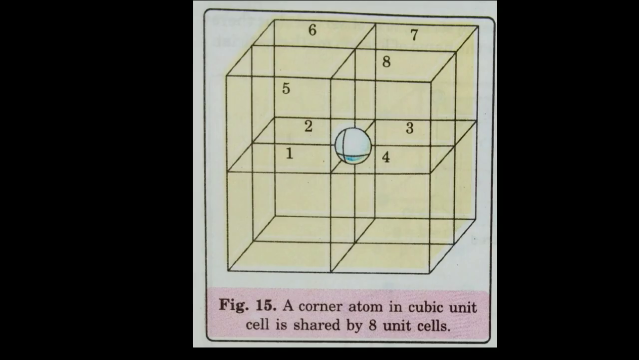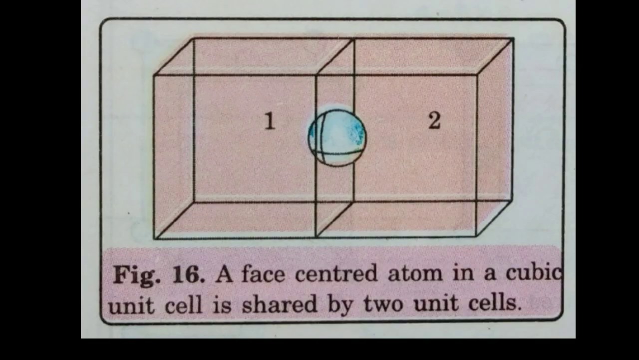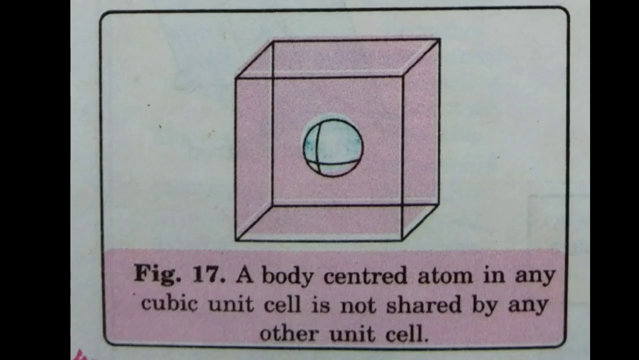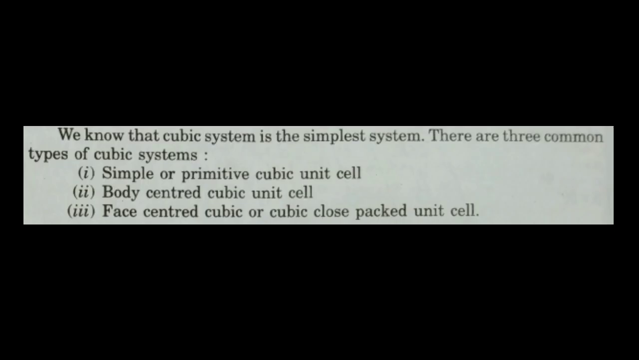As you see in the figure, a corner atom in a cubic unit cell is shared by 8 unit cells. In this figure, a face-centered atom in a cubic unit cell is shared by 2 unit cells. In this figure, a body-centered atom in any cubic unit cell is not shared by any other unit cell.